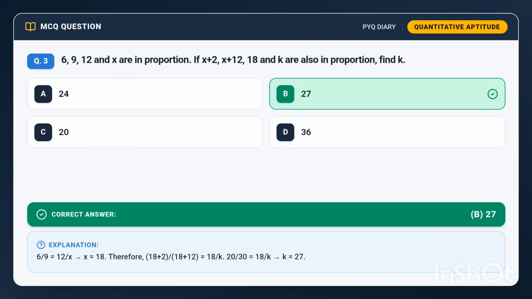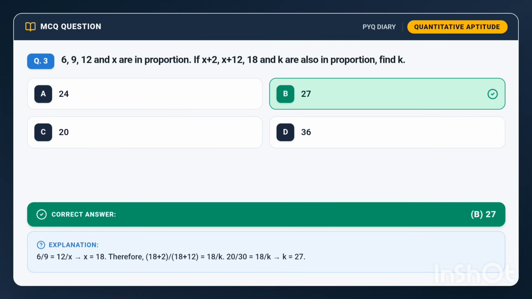Since 6, 9, 12, and x are in proportion, 6 by 9 equals 12 by x, which gives x equal to 18. Substituting x into the next set, 18 plus 2 gives 20, and 18 plus 12 gives 30. So 20 by 30 equals 18 by k, which gives k equal to 27.